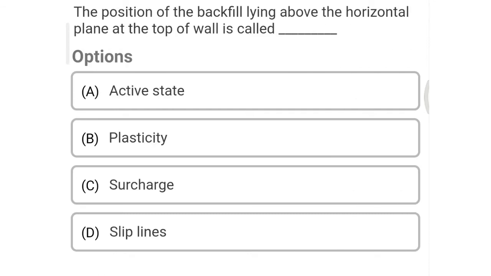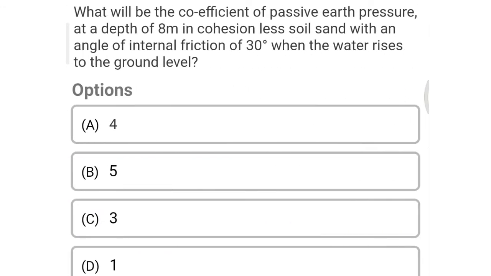So next question, the portion of backfill lying above the horizontal plane at the top of the wall is called option A active state, option B plasticity, option C surcharge, option D slip lines. So the correct answer is option C surcharge. So next question, what will be the coefficient of passive earth pressure at the depth of 8 meter in cohesionless soil sand with an angle of internal friction of 30 when the water rises to the ground level? Option A 4, option B 5, option C 3, option D 1. So the correct answer is option C 3.